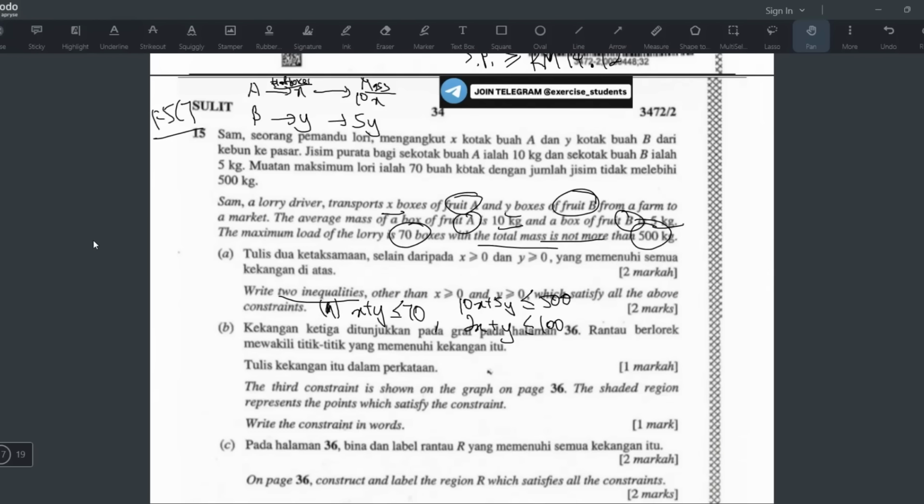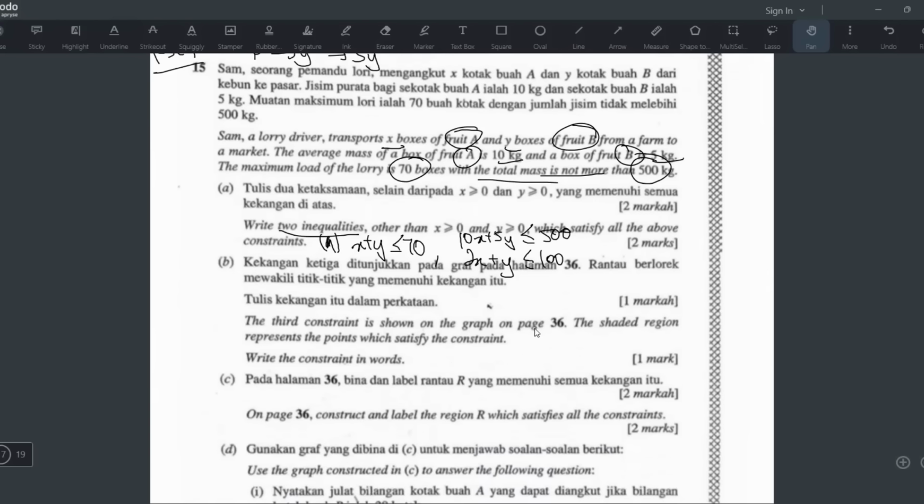Done. Now for your B, the third constraint is shown on the graph on page 36. Shaded region represents the points which satisfy the constraint. Write the constraint in words. So what it means is dia sudah lukis lah. For the third inequality, dia sudah lukis and lorek for you. So you have to kena buat balik. You kena reversekan dia and write it in words.